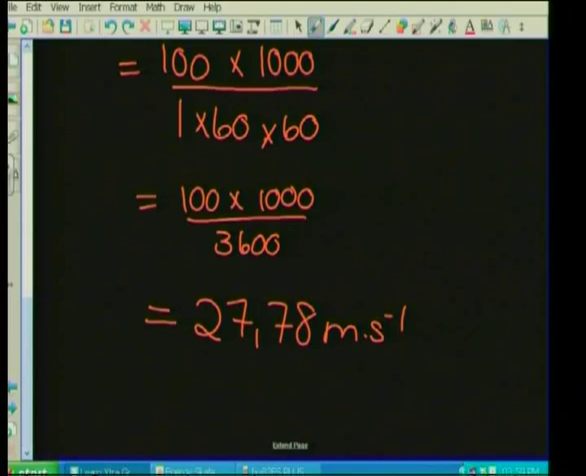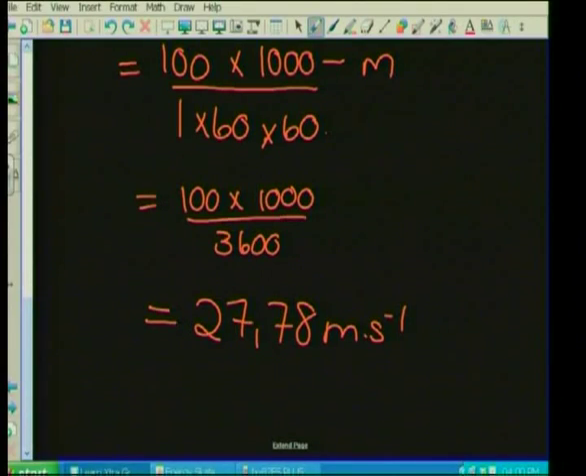Grade 10s. In this question, one of the questions did not say show how to convert. It just said go ahead and calculate, which means you don't have to show this conversion. I want to show it to you because I need you to see how we do it. At the top I'm converting to meters, at the bottom I'm converting to seconds.